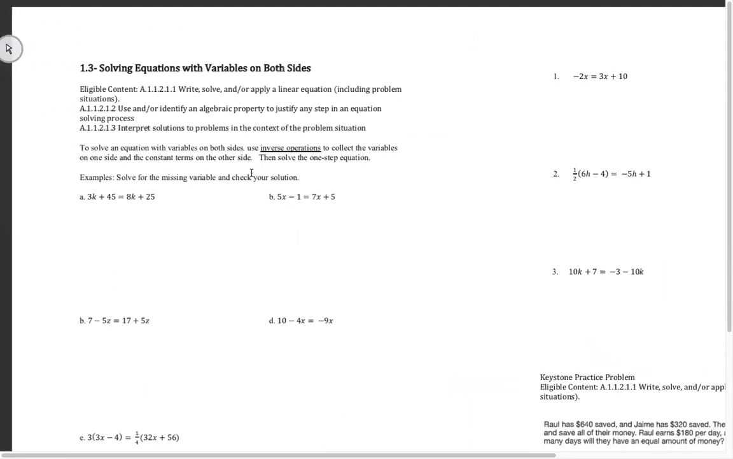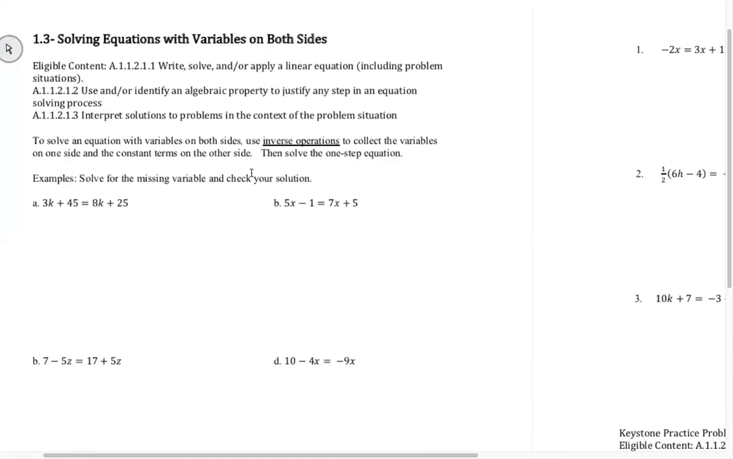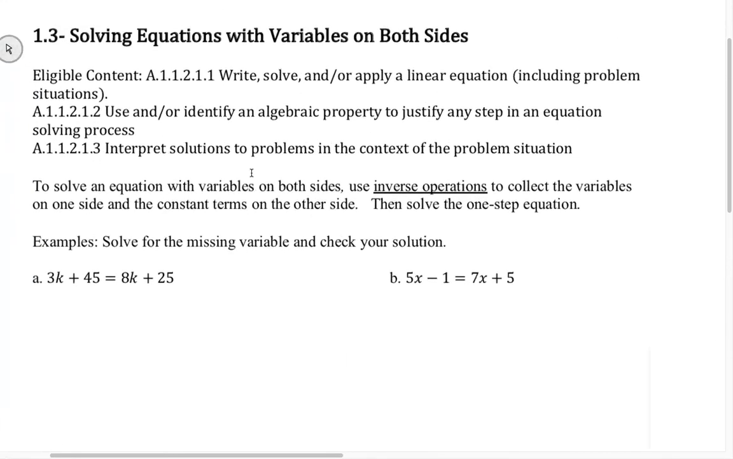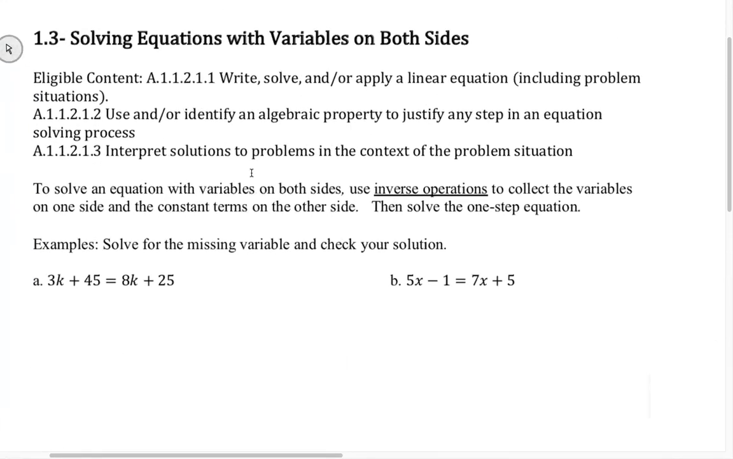All right, so we're going to move right into 1, 3. And we're just going to do a little bit of this, okay? And we'll see where it goes. So 1, 3 is solving equations with variables on both sides. So here's the issue with variables on both sides.